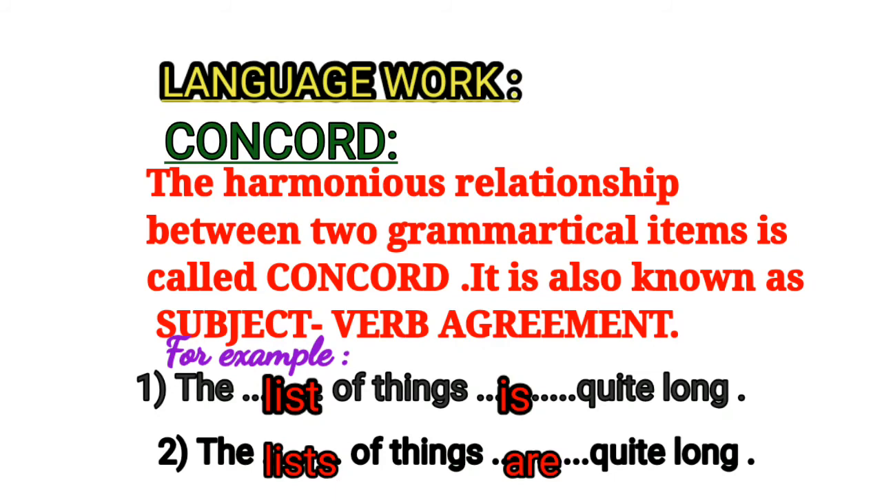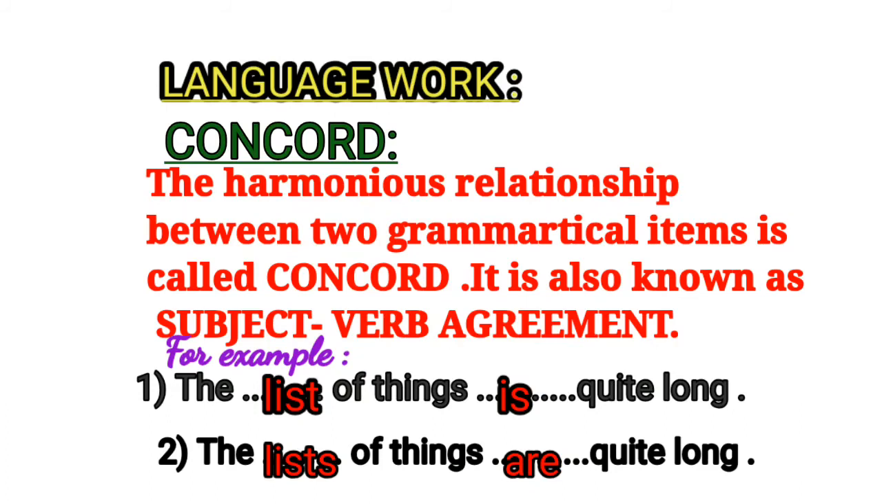The list of things is quite long. Here you can see the list is the subject and is the verb. If you look at this minutely, the word list is a subject but it is singular, and if the subject is singular, automatically the verb which agrees with this subject should be singular. In the second example, the list of things are quite long. Here the subject, things, is plural, and if the subject is plural, it automatically agrees with a plural verb. So it is quite clear that if the subject is singular, the verb should be singular.